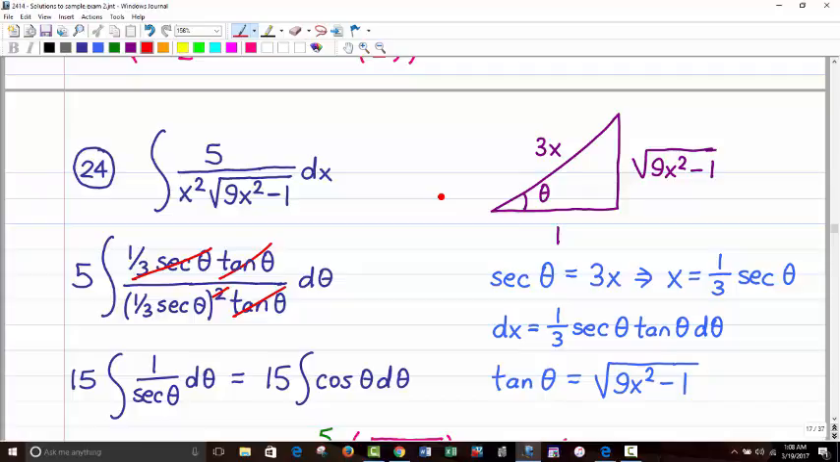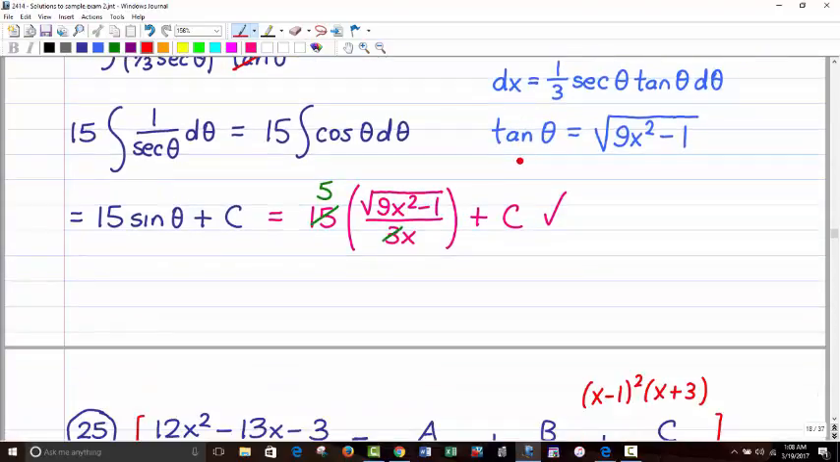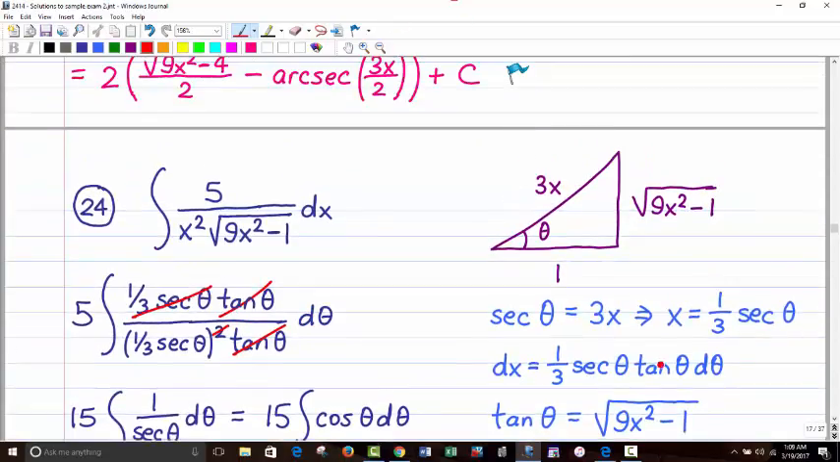Number 24, we have 5 over x squared times the square root of 9x squared minus 1. So obviously the 5 we can just toss out of there. The main thing is that we have a dx on top. So I need the radical, since it has a minus, to be on one of the 2 shorter sides. I'll put it in the opposite. So the hypotenuse will be the square root of 9x squared, which is 3x. And then the square root of 1 will be 1 on the short side.